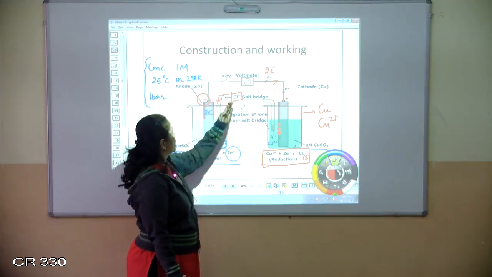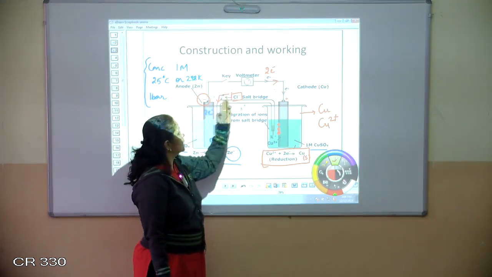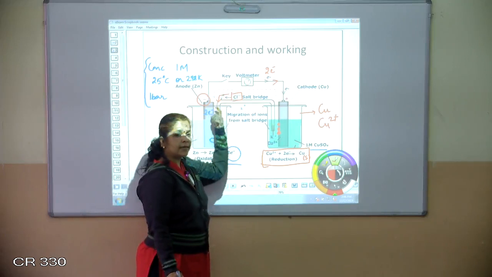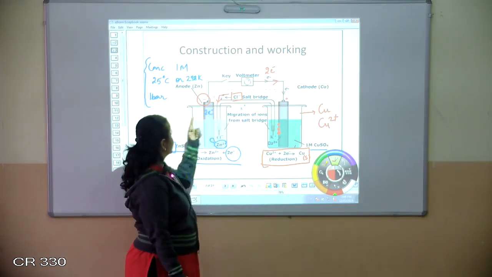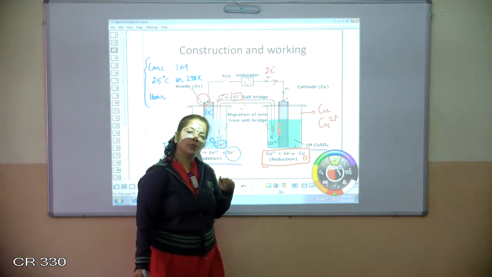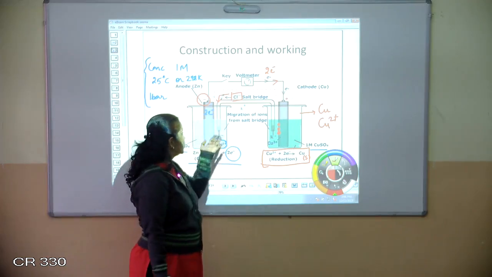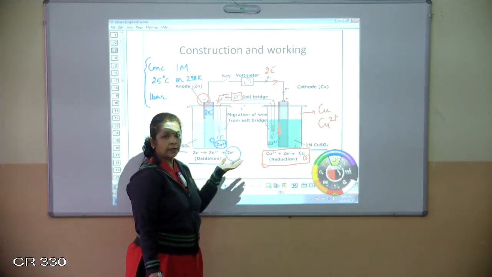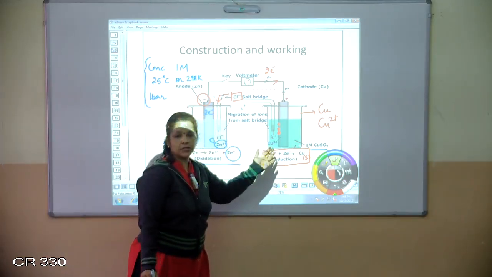So the salt bridge is continuously providing chloride ions to the salt solution here to neutralize the positive charge which is accumulated on this half cell. Fine? Moving on to the other half cell, what's happening there?